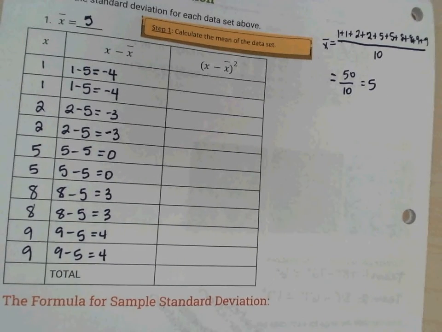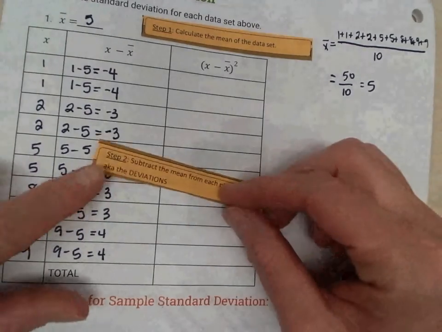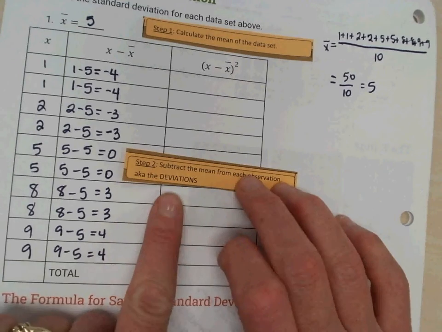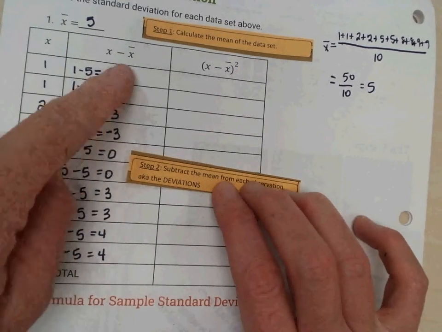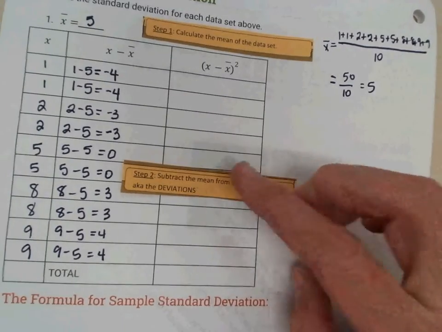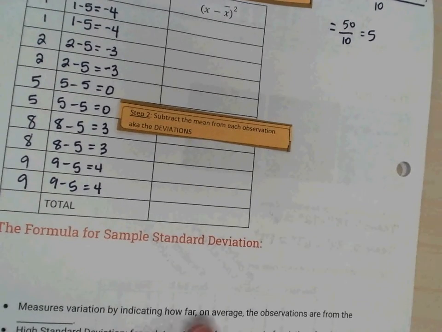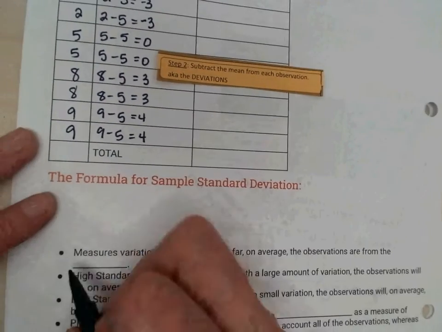So that was step 2. These values in this column are all called deviations. Okay? Deviations from the mean. All right? This is the whole process of finding measures of variation within standard deviation, is to find how far on average the observations are from the mean.